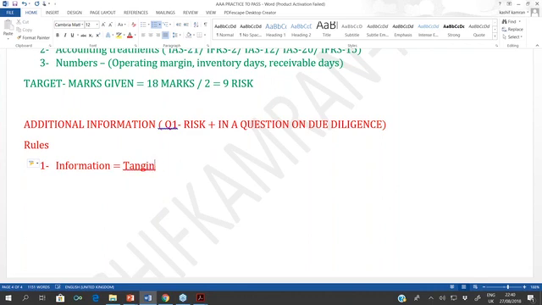Information is equal to tangible is equal to management records. So the information I have to take is in tangible form, and it is from the management. Information has to come from the case study, so it has to be case specific. It cannot be generalized information. Information should have a reason.